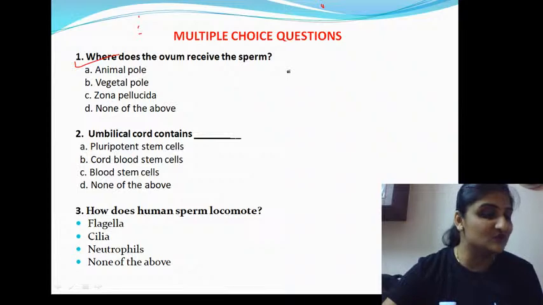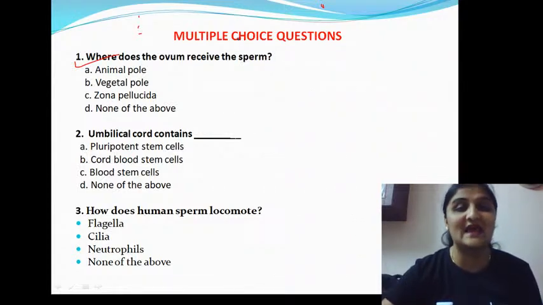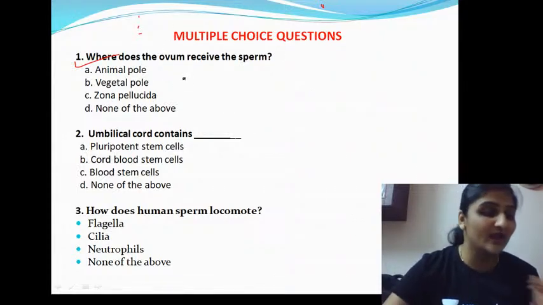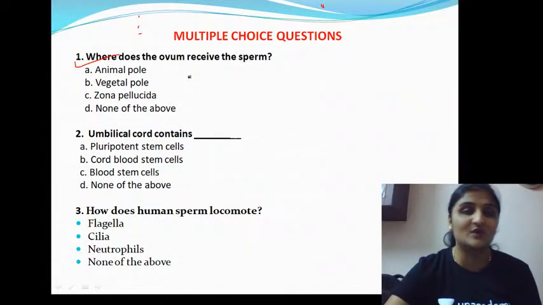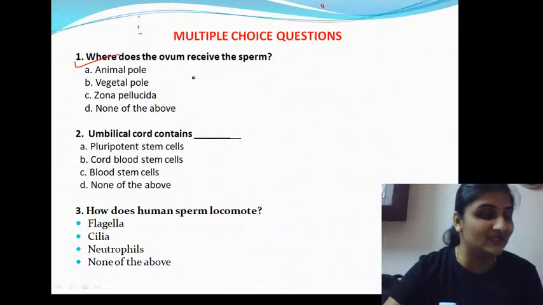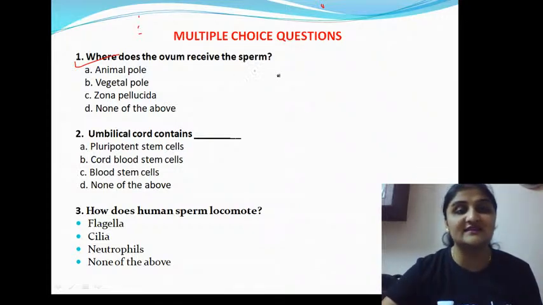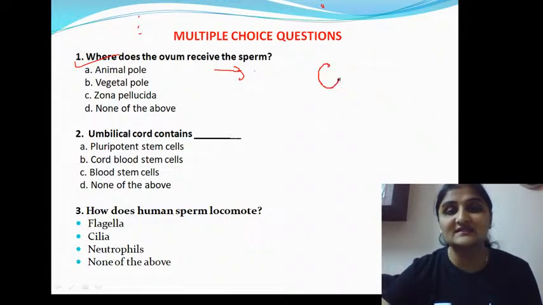Now my students have started answering me. The correct answer is, I'll give you 10 or 15 seconds, however much you want. The students who have joined me, the right answer is, students, animal pole. Great. So this is an ovum.